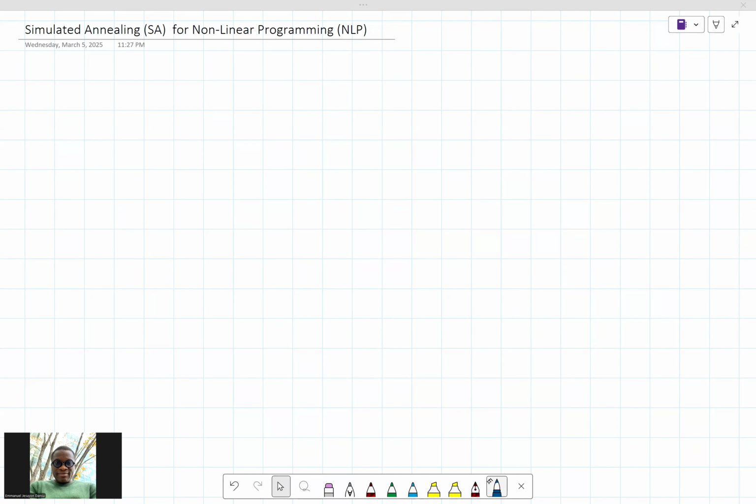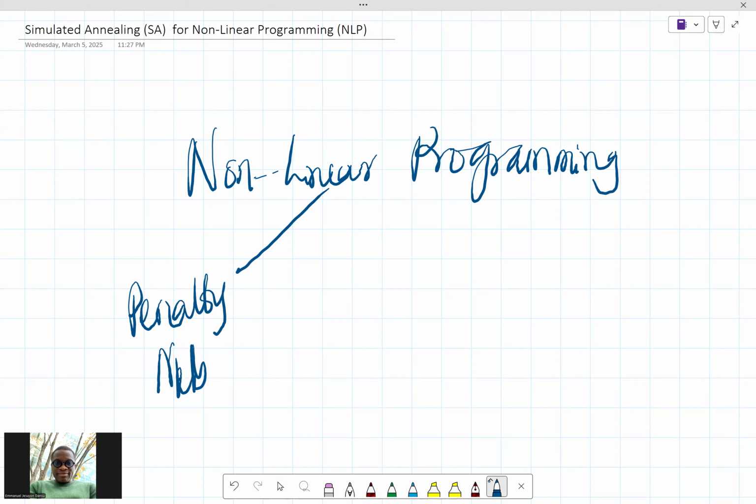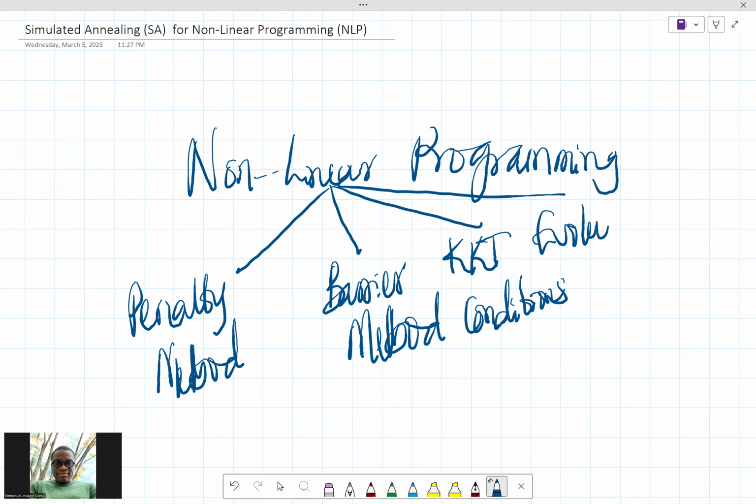We're still talking about non-linear programming. We have considered different methods for solving this, like the penalty method, the barrier method, and the Karush-Kuhn-Tucker conditions, which generalize the Lagrange multiplier that we learned about under constrained optimization methods. And now we are talking about evolutionary algorithms.